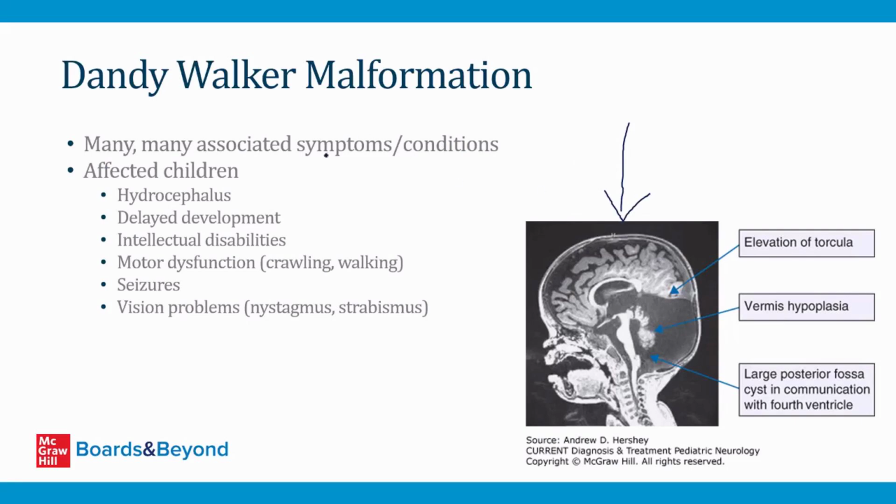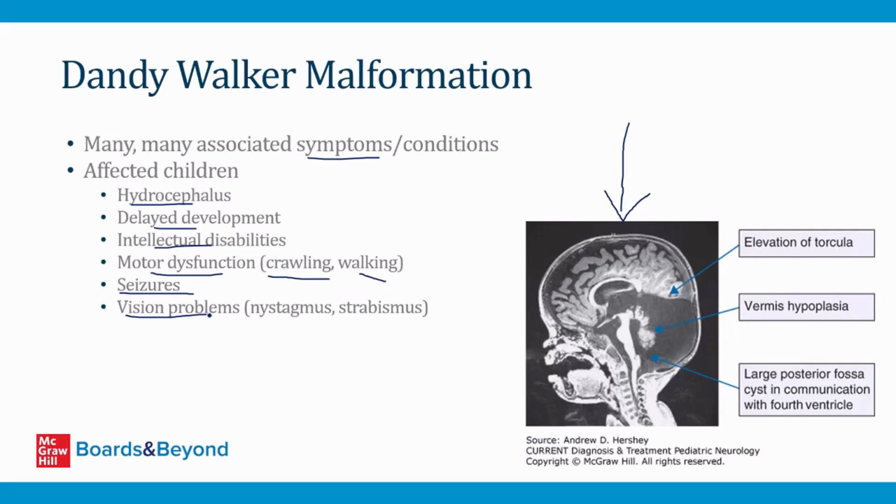Children who do have this problem have many, many associated symptoms and other problems. They have hydrocephalus, as we've already discussed, but they tend to have delayed development, intellectual disabilities. They have motor dysfunction. They will have delayed crawling and walking. They can have seizures, and they can also have a number of different vision problems. And all of this is related to the fact that the cerebellum was underdeveloped, and that leads to fourth ventricle problems and hydrocephalus.